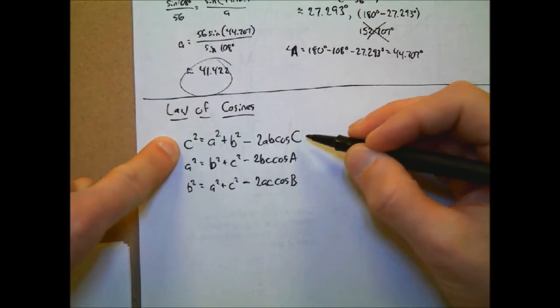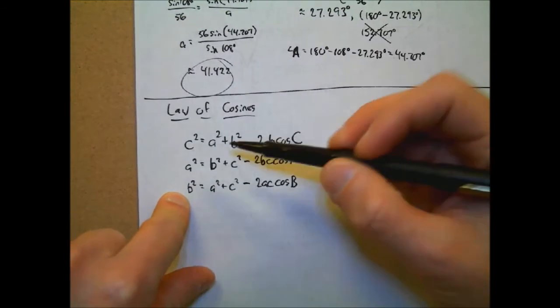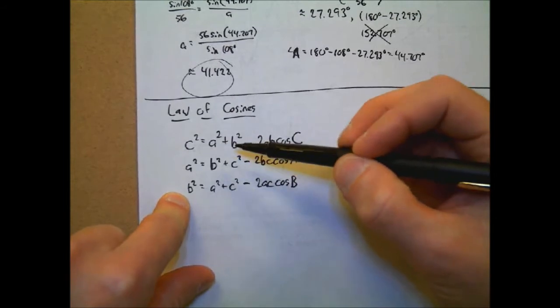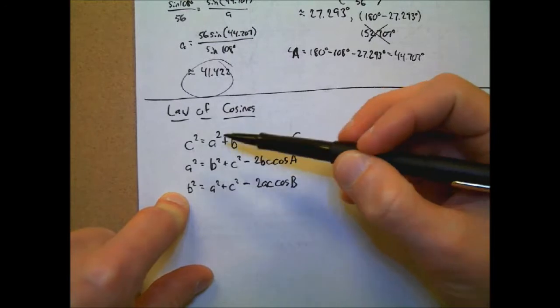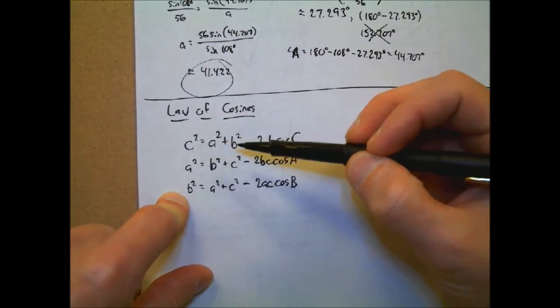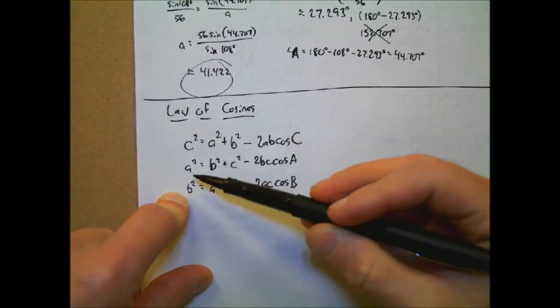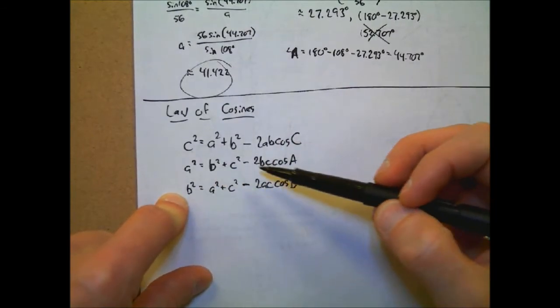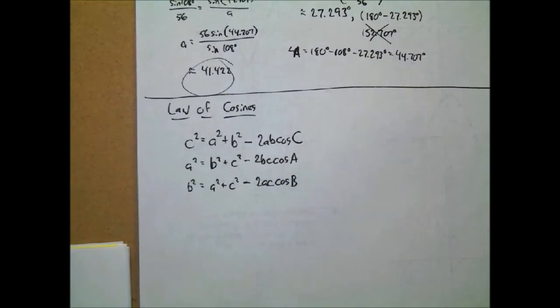A squared has the capital A there, b squared has the capital B, okay? And the two squared terms that it's equal to are just the other two sides, minus twice the other two sides. So c squared is a squared plus b squared minus 2ab cosine of angle C. For A, you see b squared plus c squared minus 2bc cosine of angle A, and then AC, and then B. The real thing changing is the angle.